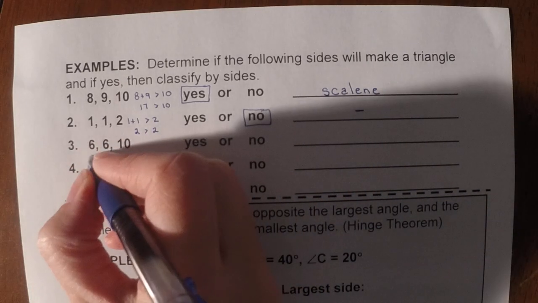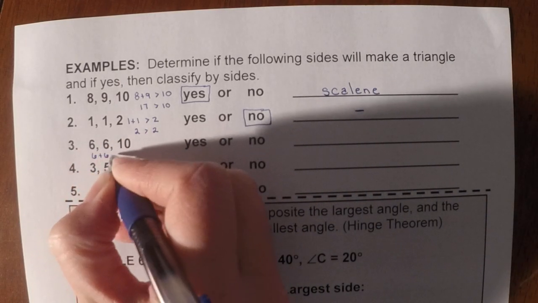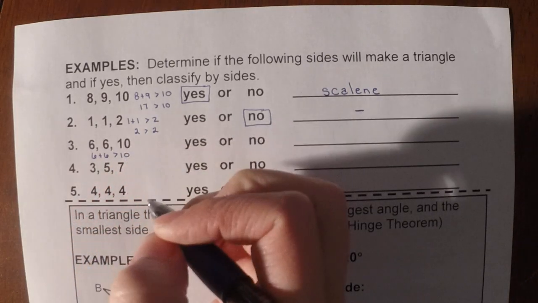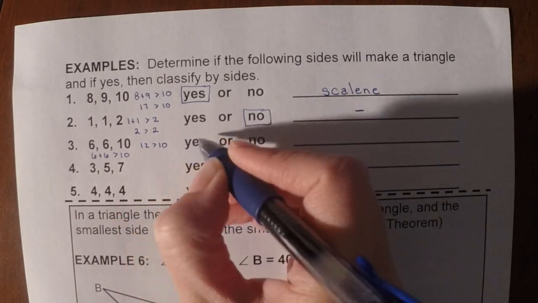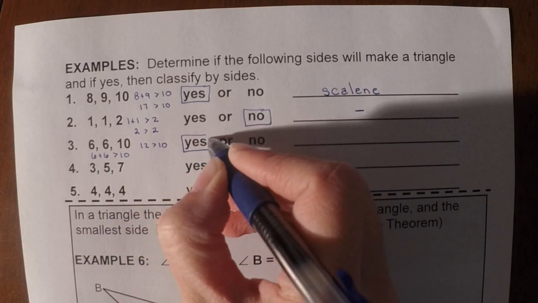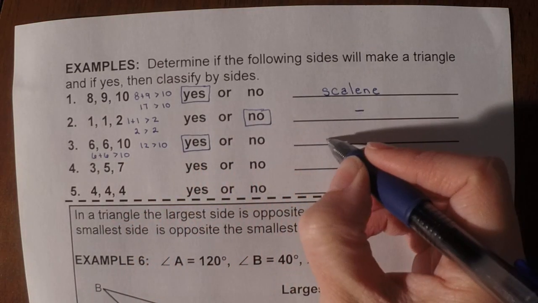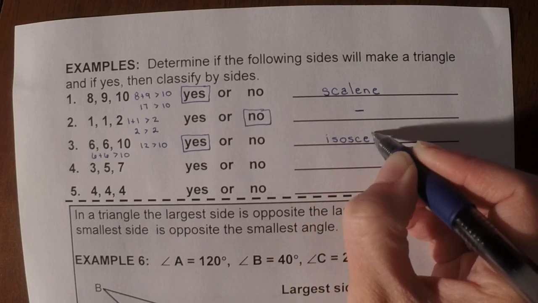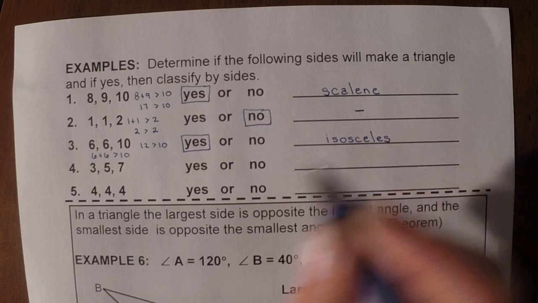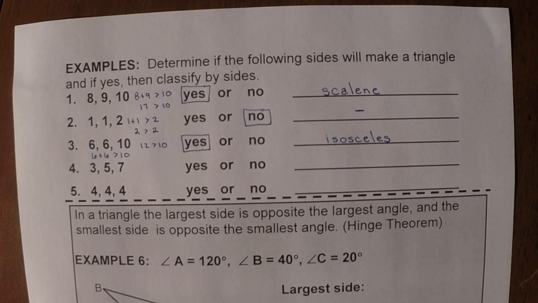So we do the same thing. 6 plus 6 is supposed to be greater than 10. So that's 12 is greater than 10, which it is. So that would be yes. So we would now classify this one as isosceles because 2 sides are the same. So now you can do the last 2 problems.